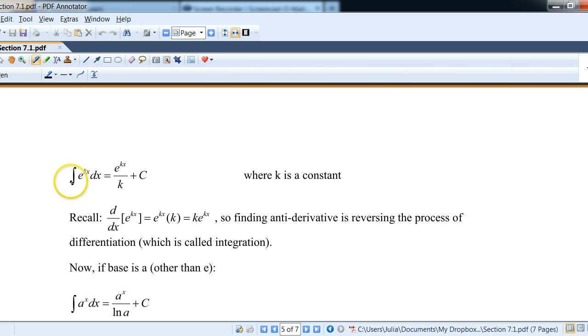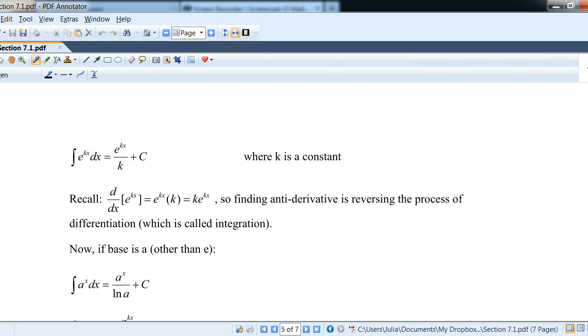But if we go to the next page, if we have e to the constant times x, which happens a lot in applications, the derivative, using the chain rule, is e to the k times x times the derivative of the exponent, which is just k. So you'll get k times e to the kx. That's the derivative. For the antiderivative, we do exactly the opposite. It's e to the constant times x divided by the derivative of k times x, which is just k. So you divide by that plus a constant.